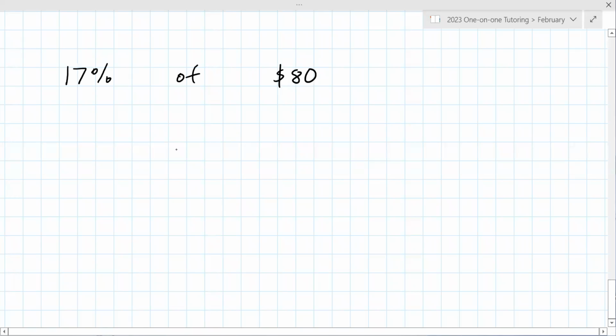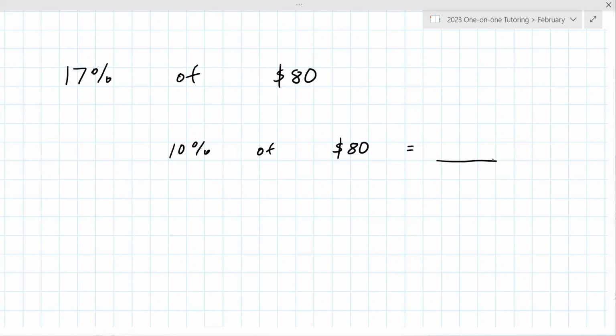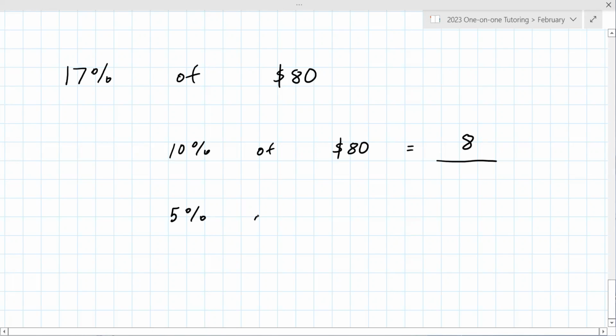Okay. So the first thing we're going to do is 10% of 80. What is 10% of 80? 10% of 80 is 8. Okay. Now let's go 5% of 80. 5% of 80 is 4. Yes, because it's half of 10, right? Half of 10 is 5, so half of this number. Good.